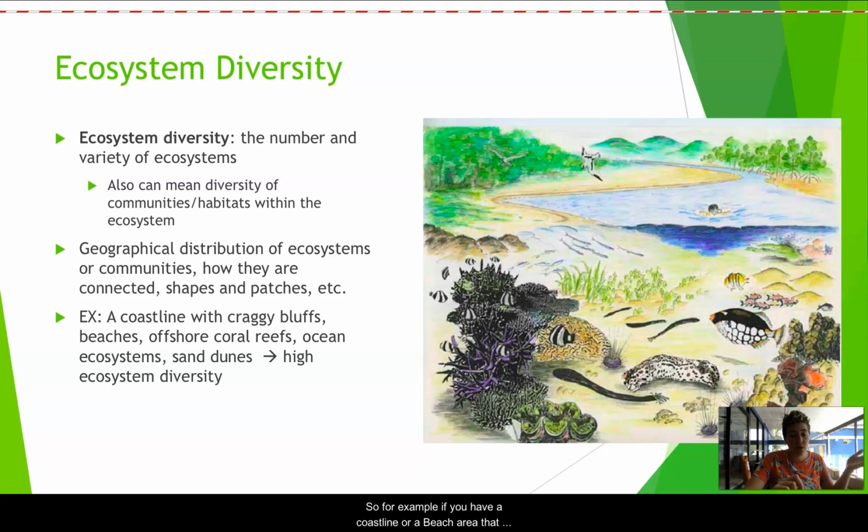So for example, if you have a coastline or a beach area that has craggy bluffs and sand dunes, but also beaches and offshore coral reefs and pelagic ocean ecosystems, this is a geographic area with high ecosystem diversity, versus just one big field or a monoculture of crops that's only one ecosystem and has low ecosystem diversity.